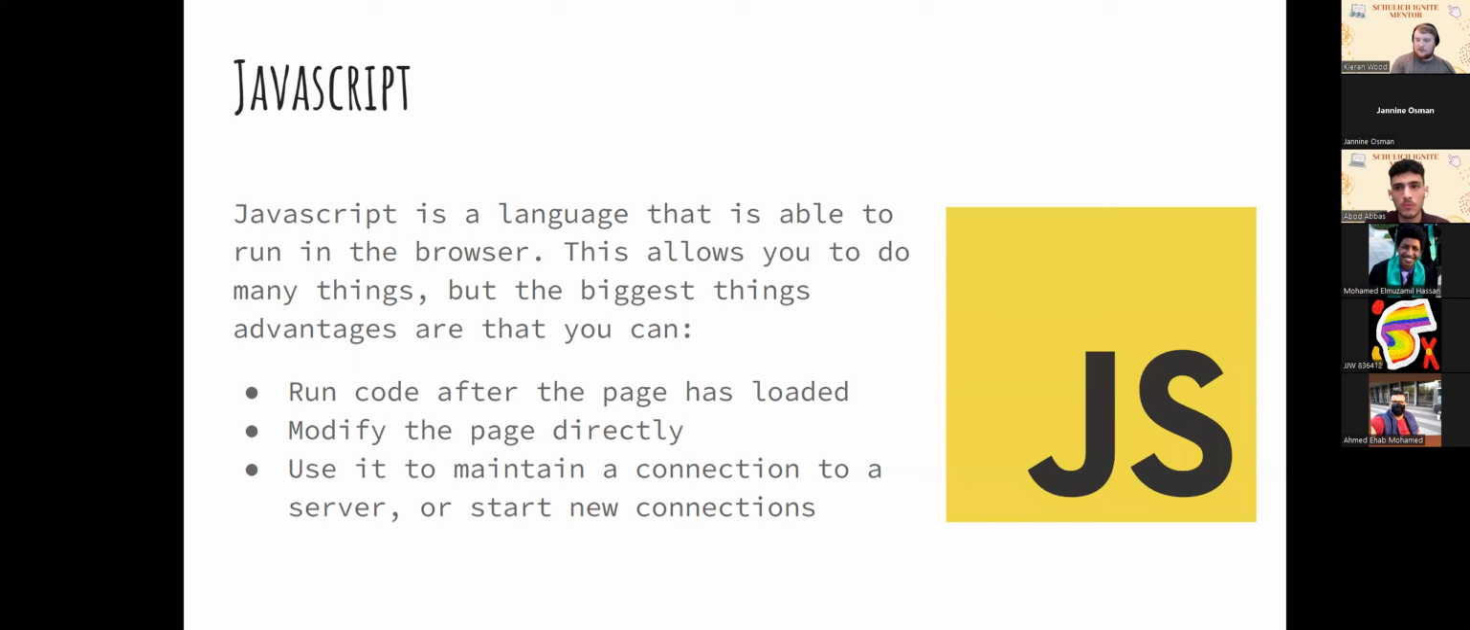So JavaScript is basically a language that lets you run stuff in the browser. It lets you run code after the page has been loaded, lets you modify the page directly so you can change the actual elements and everything that's on the page, and it lets you maintain connections to servers or start new connections to be able to get information as you need. Like, for example, Google search, being able to search for something and get the autocomplete and all that sort of stuff. That's all done through JavaScript.